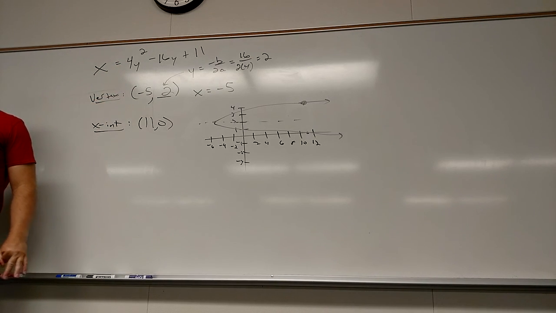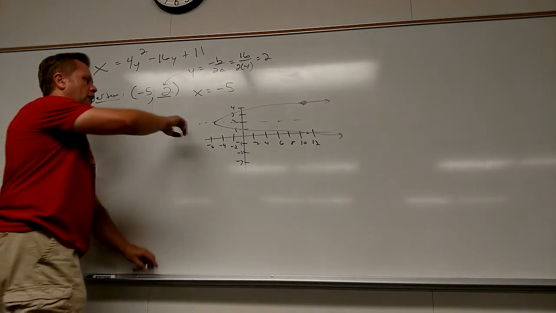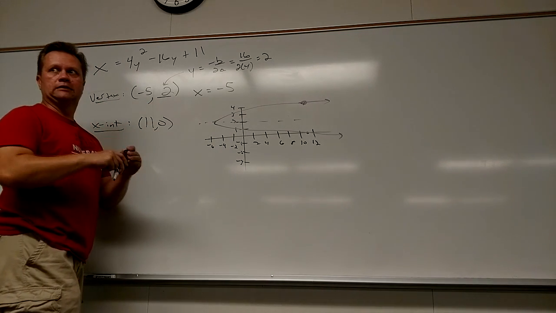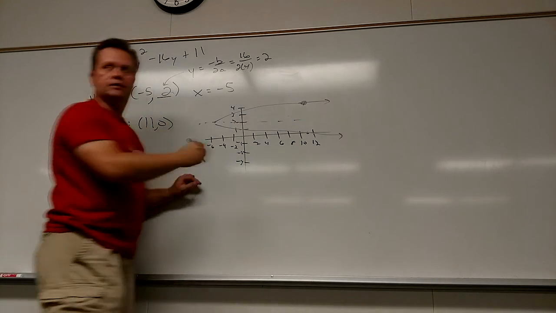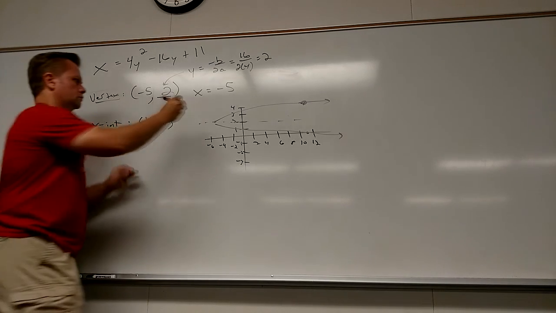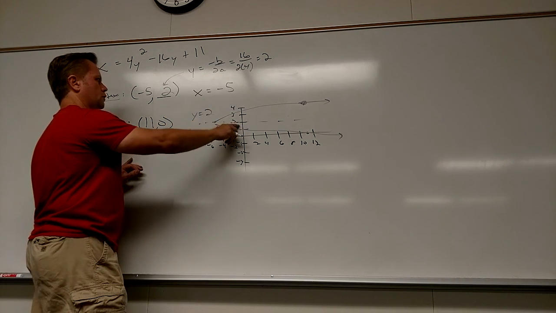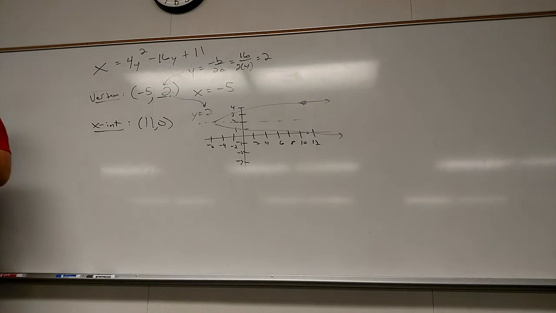And how do you find the axis of symmetry? What's the point that it definitely has to go through? The middle point, the vertex. In this case, what's the equation for the axis of symmetry? All I did here was draw it in through the vertex. That's easy. What's the equation for it? Y equals 2. 2, not 3.